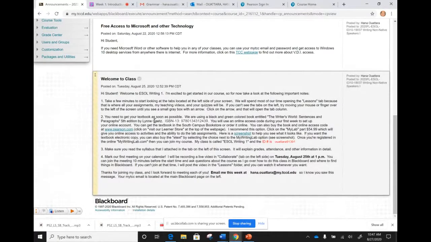Number 2, the textbook. So I put in here the website to go to, and then a screenshot, a picture to show you what it looks like. And then also for my writing lab, you need to have my ID number. That's in the red letters. That's important when you're setting up your online exercises. Okay. Do either of you have a question about this, about the book or about my writing lab? Any questions? No.